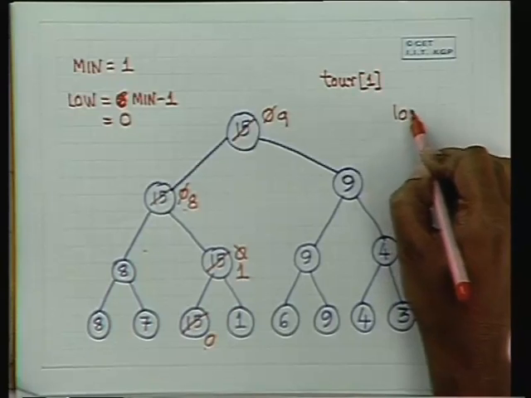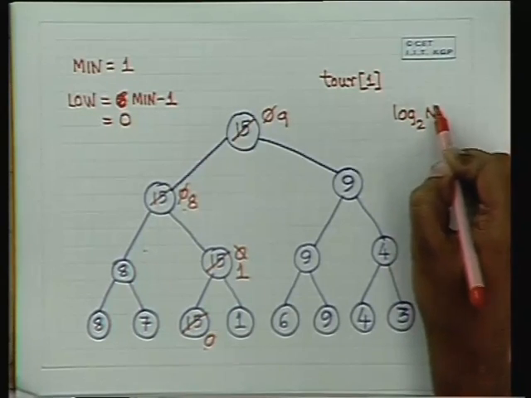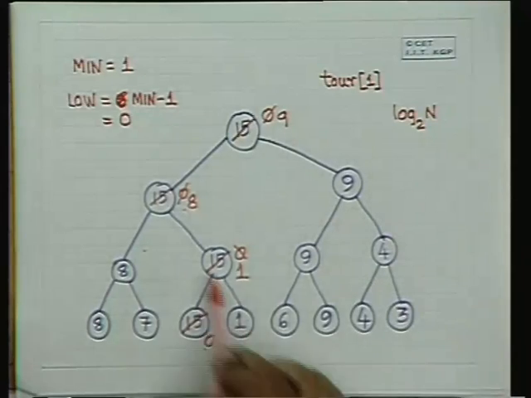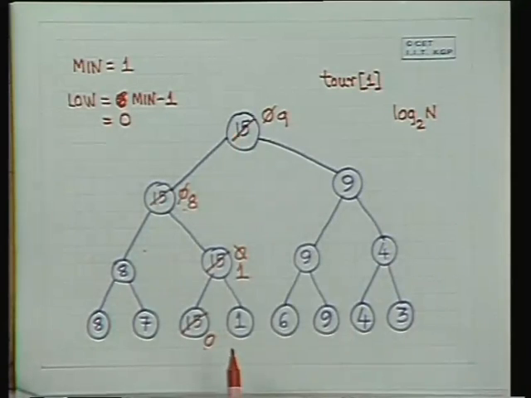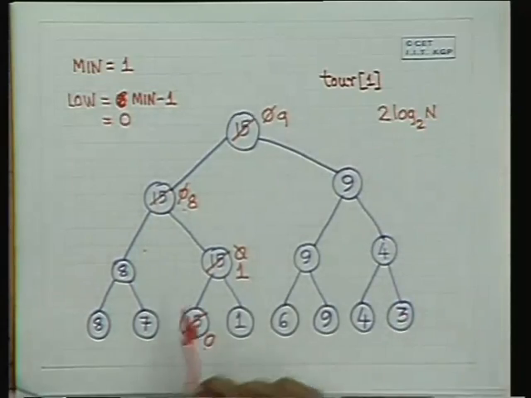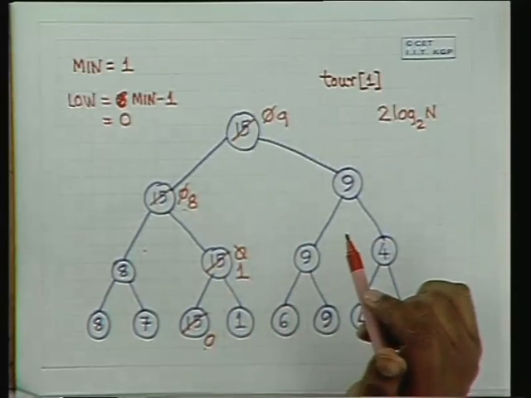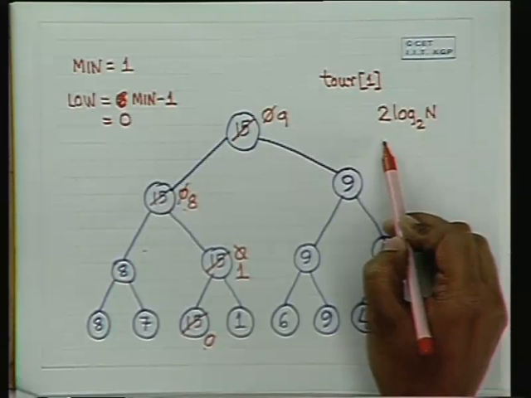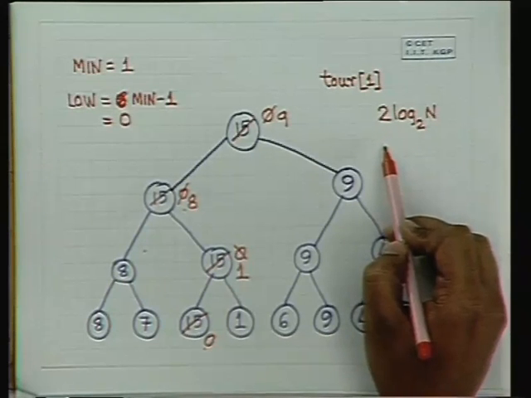So in log 2n steps, where we made one comparison each, we went down, and in another log 2n steps we went up. So in 2 log 2n steps we got the second largest. So we spent a little more effort. But once we have done this, the principle of induction follows. The third largest can again be found in another 2 log n steps, isn't it?